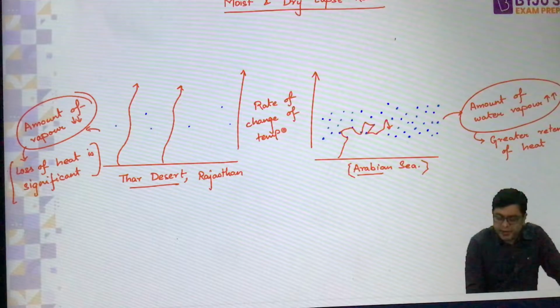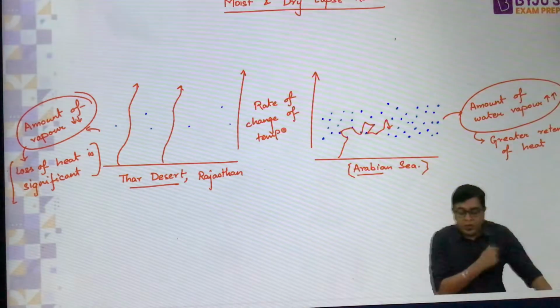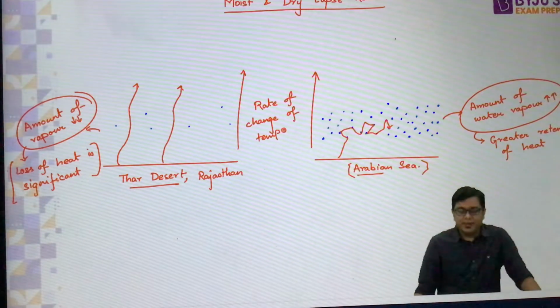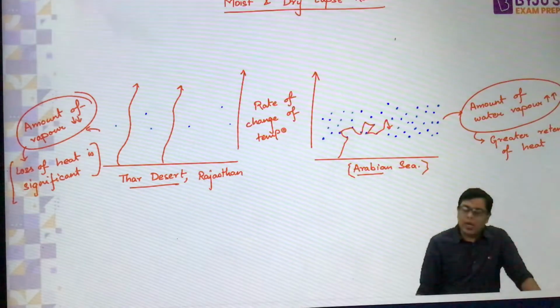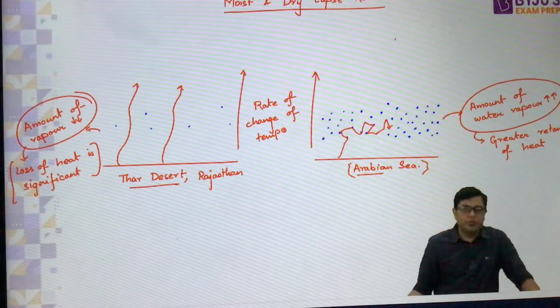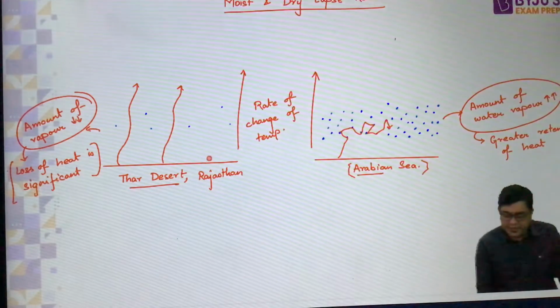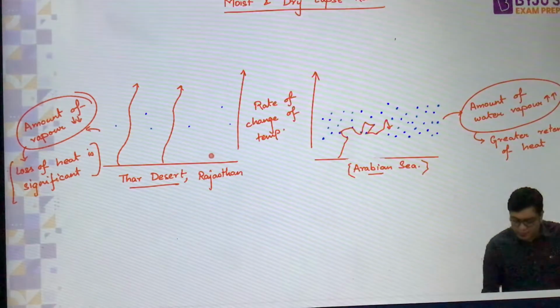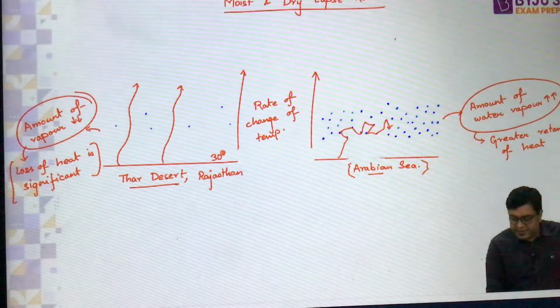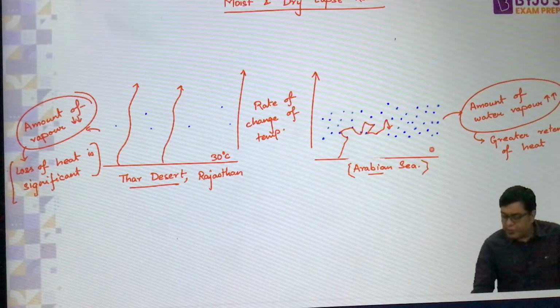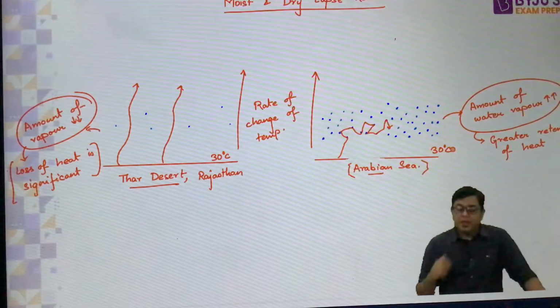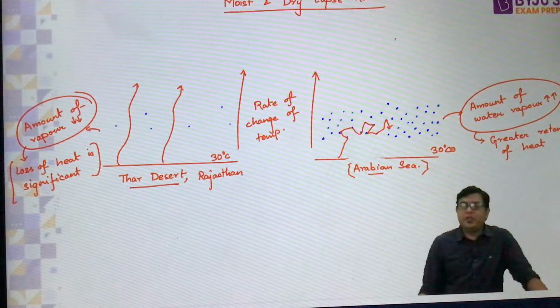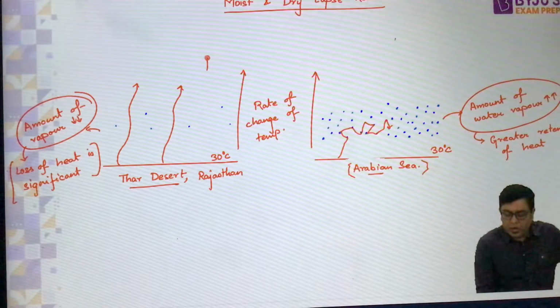will be different. Now, let's assume the ground surface temperature is the same, 30 degrees Celsius here and 30 degrees Celsius here as well. Now, if the rate of change of temperature is different, let's consider an air column here.